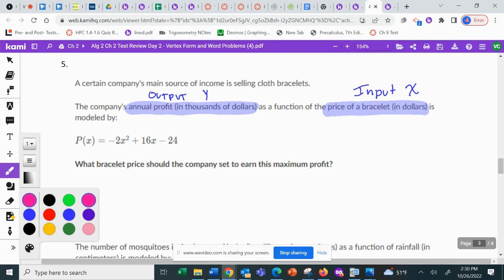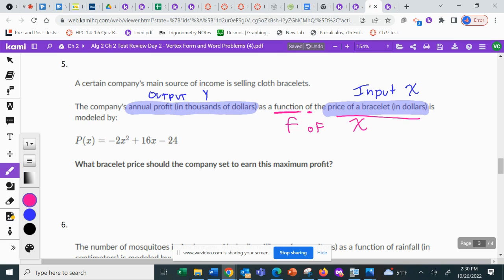Another way, now sometimes they just tell you X is the bracelet price or something. Sometimes they'll just tell you. But if they don't tell you, another way we can find it is using these words, a function of. When I see the words function of, I know that means F of. And what comes after F of X? This is the X. So if I have F of, function of, F of X, that's the X. So that means this one has to be the Y.